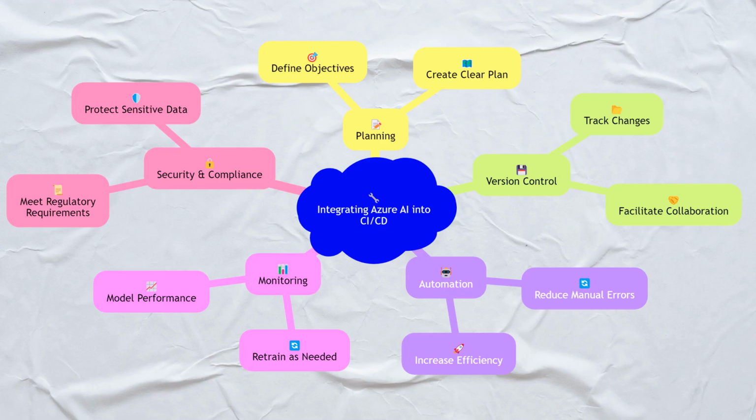When integrating Azure AI services into a CI/CD pipeline, follow best practices to ensure success. Start with a clear plan and define objectives for the integration. Use version control for all code and models to track changes and facilitate collaboration. Automate as many processes as possible to reduce manual errors and increase efficiency. Monitor model performance continuously and retrain models as needed. Finally, prioritize security and compliance to protect sensitive data and meet regulatory requirements. By following these best practices, organizations can achieve a seamless and effective integration of AI services into their CI/CD pipelines.